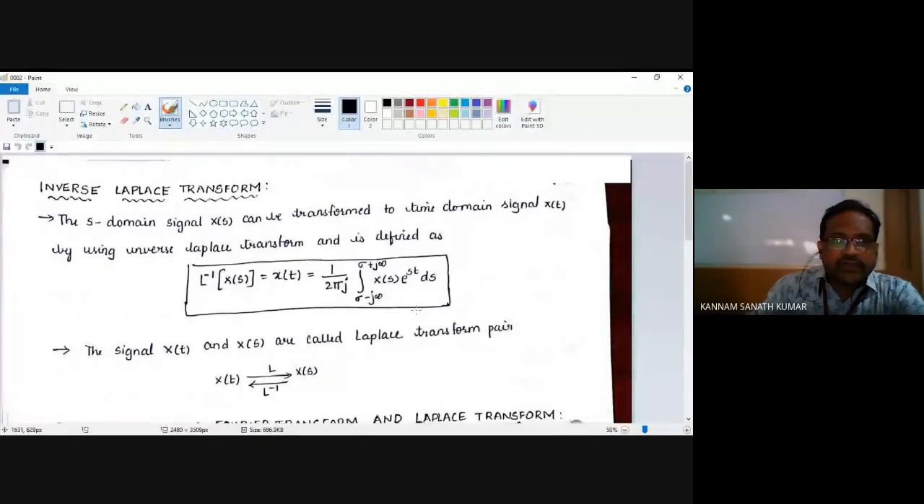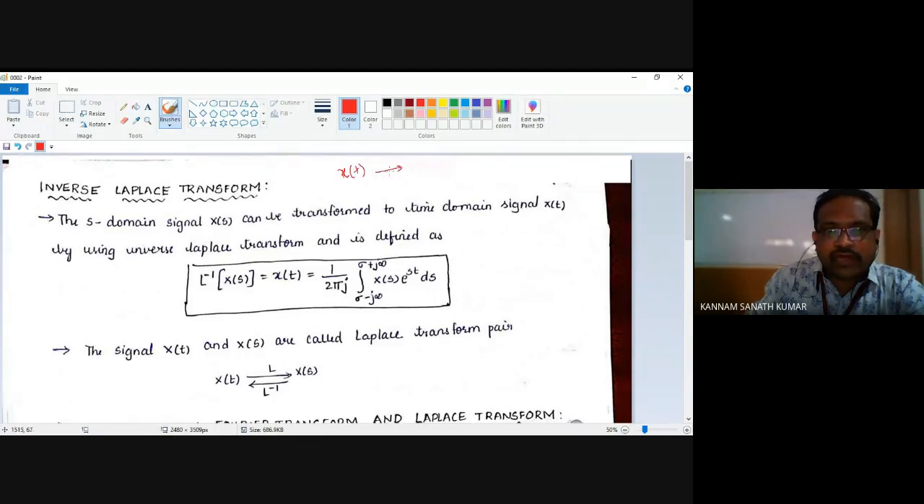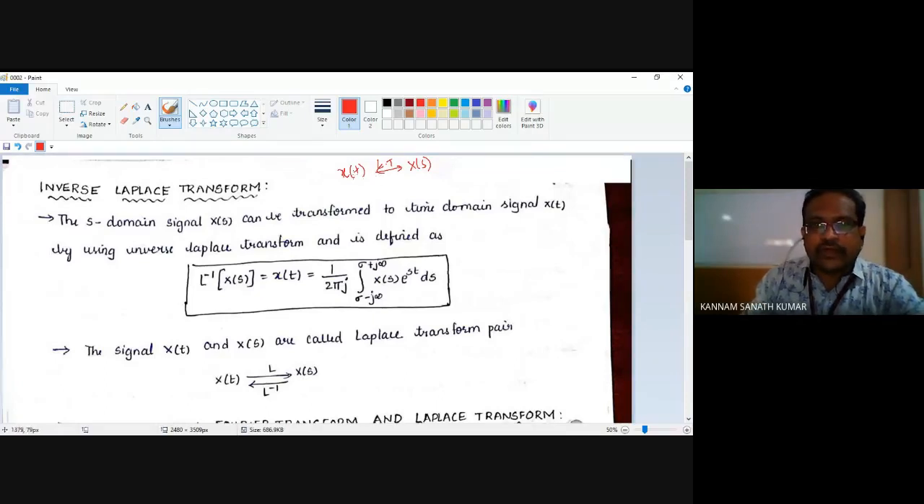So that is the Laplace transform, and next, the inverse Laplace transform. Laplace transform means converting the time domain signal x(t) to X(s), the S domain. When you apply the Laplace transform to x(t), you get X(s). Inverse Laplace transform means you are applying it to X(s), that is, the signal is in terms of the S domain.